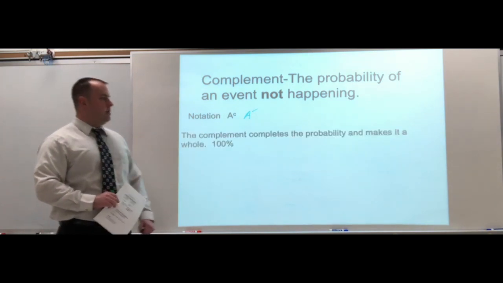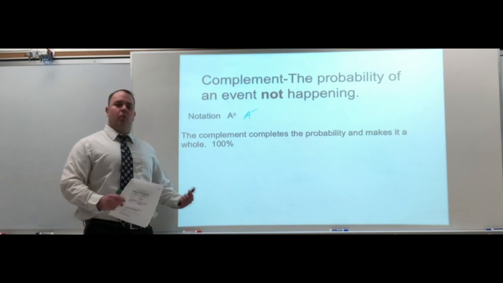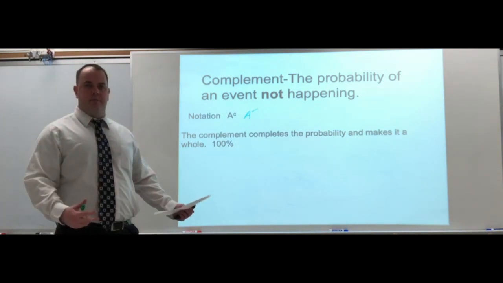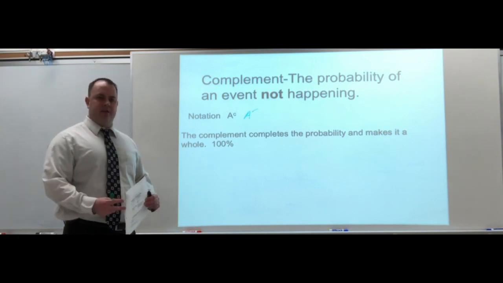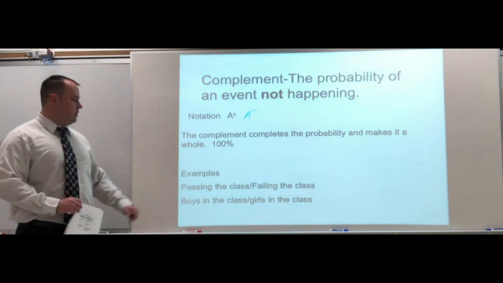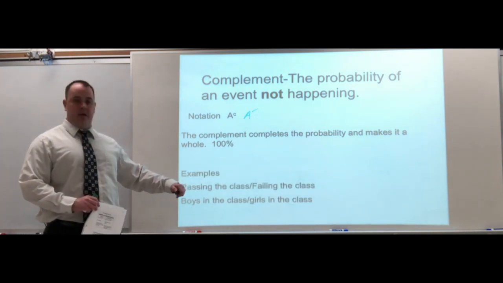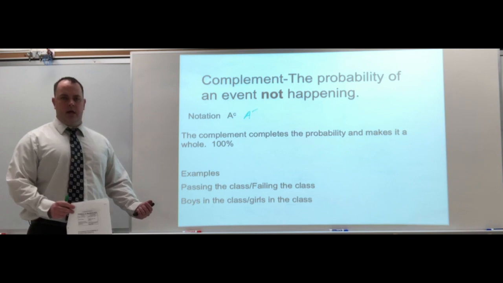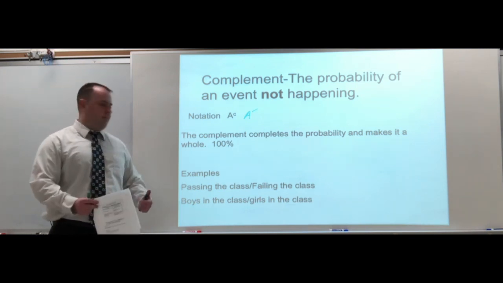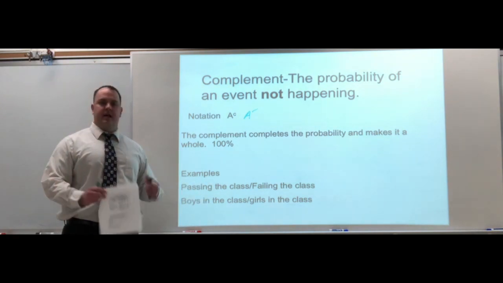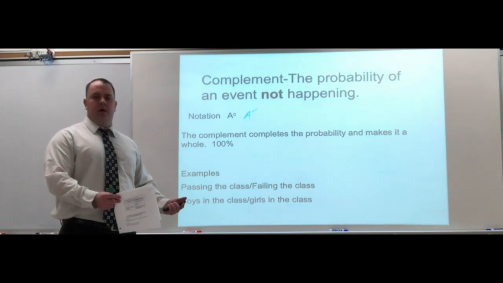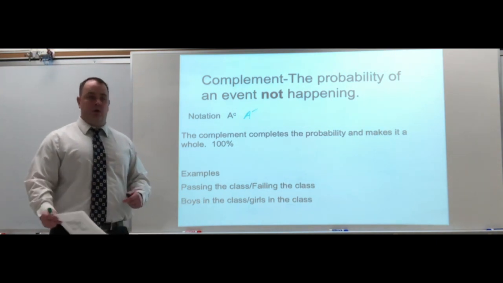Okay? The complement completes the probability and it makes it whole, 100%. Okay? So it's either going to happen or not going to happen. But when you add up those probabilities together, it's going to add up to 100%. So examples would be you're passing a class or failing a class. There is no middle ground there. Okay? Even if you got a D, maybe you didn't pass it by a lot, but you still passed it. You either passed or failed. Boys in class, girls in class, you're going to fall in one of those 2 categories. Okay? So you're either going to be one of the boys in the class or be one of the girls in the class.